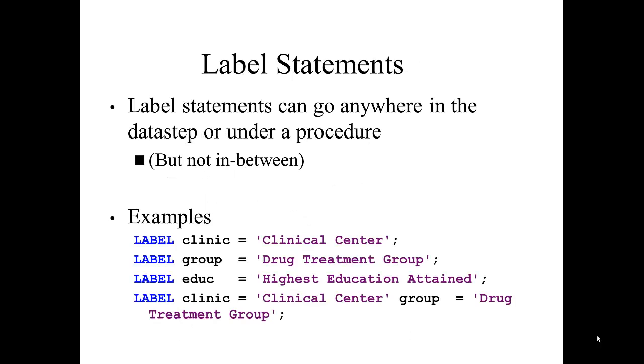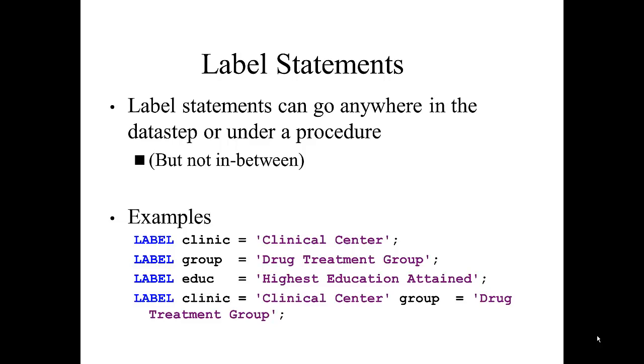Label statements can go anywhere in the data step or under a procedure, but not in between. So here are some examples. First, we have label clinic equals clinical center. So anytime that you use the variable clinic in a procedure, the label clinical center will appear to represent that variable. The second example, we have label group equals drug treatment group.